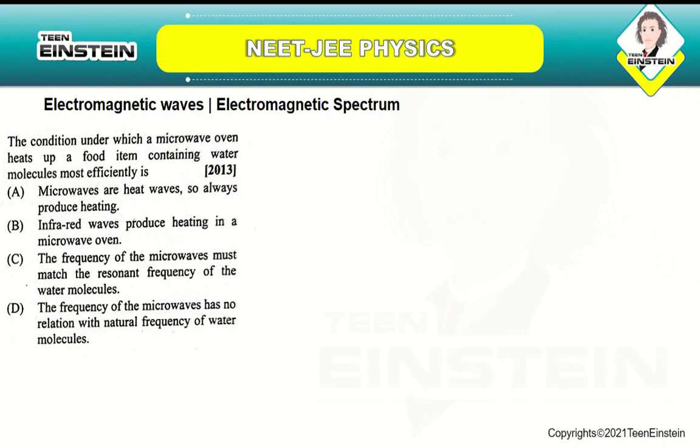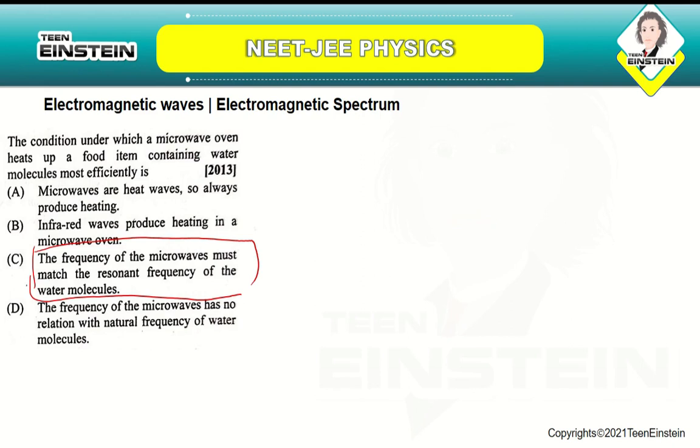So here, to transfer the energy of the microwaves efficiently to the kinetic energy of the water molecules in the food items, generally the frequency must match for both. The condition under which the microwave heats up the food is when the frequency of the microwave matches the resonant frequency of the water molecules. So the correct answer is option C. When the frequencies match, the food gets heated up efficiently.